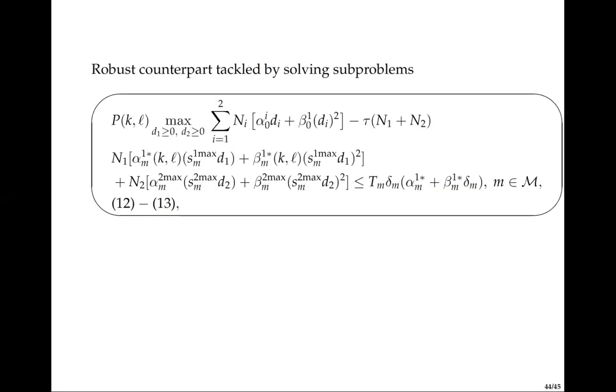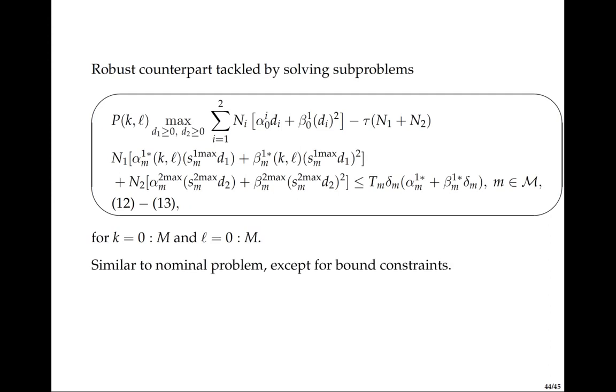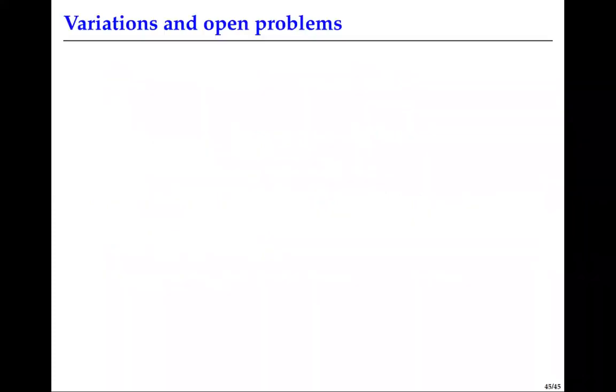And they look like this. Basically, the idea is that their form is actually quite similar to the nominal problem, except that they have certain bound constraints. So again, those can be solved using a KKT approach similar to the one that I described for the nominal problem. So that's about what I wanted to say for this robust fractionation with two modalities.